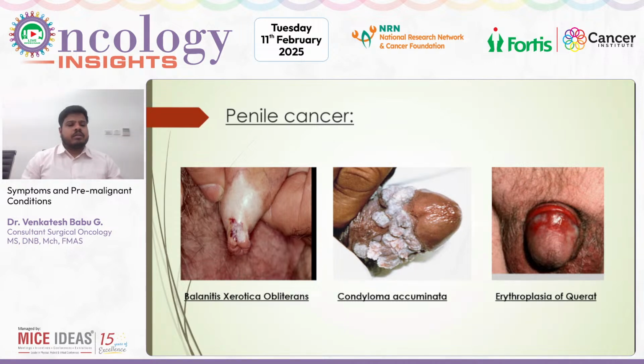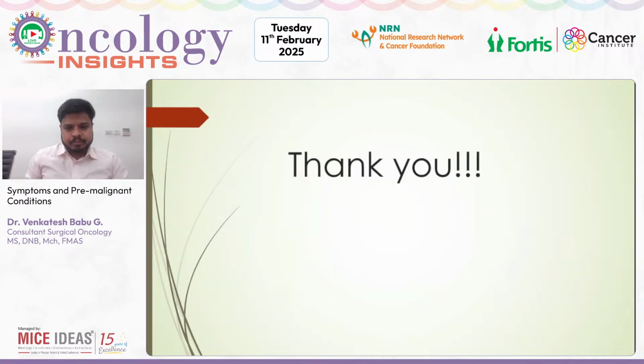Other pre-malignant conditions, which are non-HPV related, include balanitis xerotica obliterans, which is nothing but fibrosis with blanching and cicatrization around the preputial skin. All this can lead to malignancy of the penile region. This is regarding the symptoms and pre-malignant lesions associated with common malignancies. Thank you.